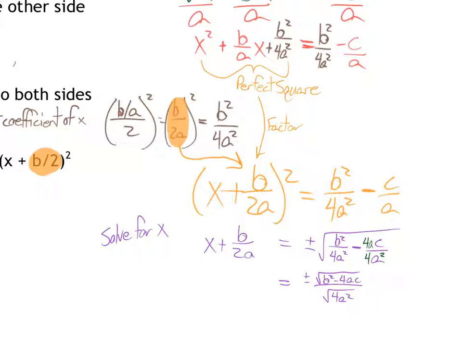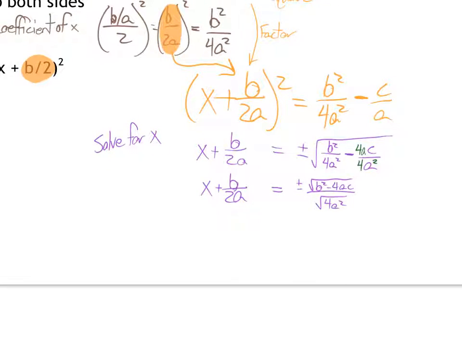I square rooted both sides to get rid of this square. And then that would be plus or minus b. Now, watch this. We subtract. We get a negative b over 2a plus or minus the square root of b squared minus 4ac over 2a.